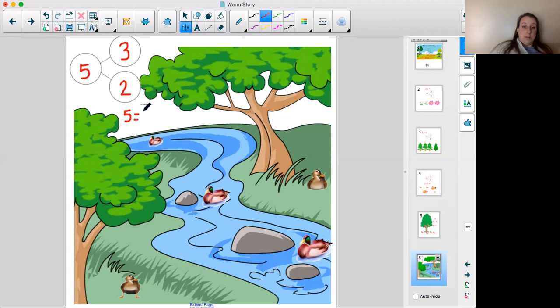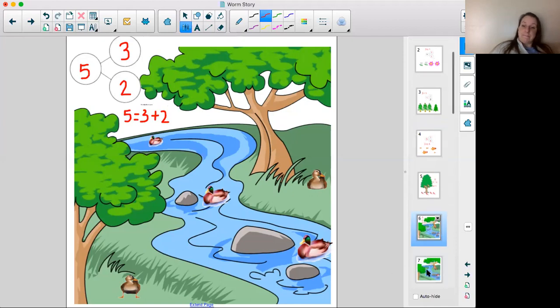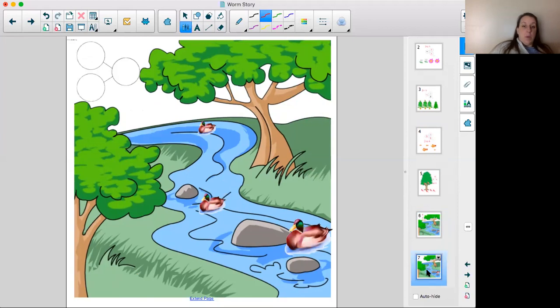equals 3 plus 2. 3 ducks plus 2 more ducks is 5 ducks. What's this one? Ooh, interesting. Very interesting. I'm going to start with the whole on this one for sure.